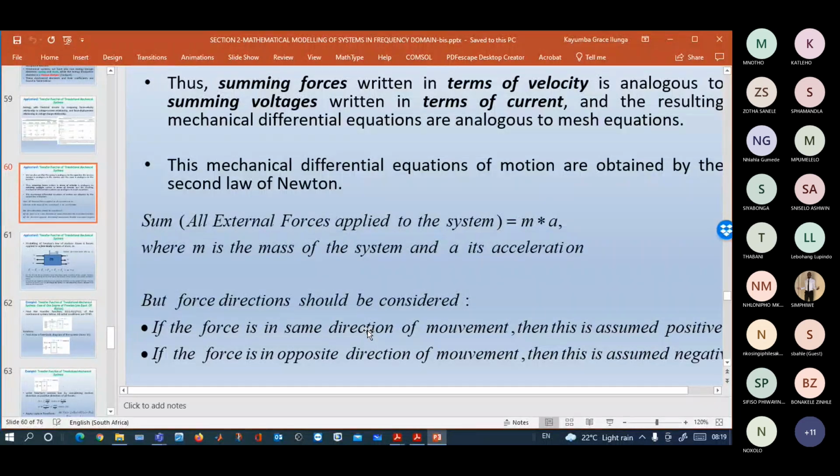So here also we have different directions due to the motion, the direction of the movements. If the forces are going in the same direction as the displacements, that is going to be positive, and if they are going in the opposite direction of the movements, that will be negative. So the direction of the force and the direction of the movement will determine the sign of our force.